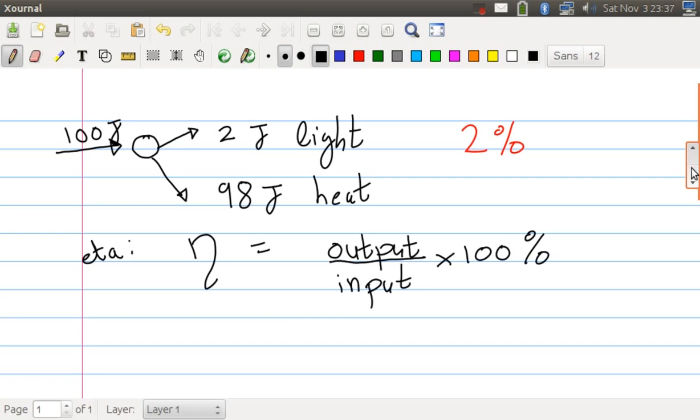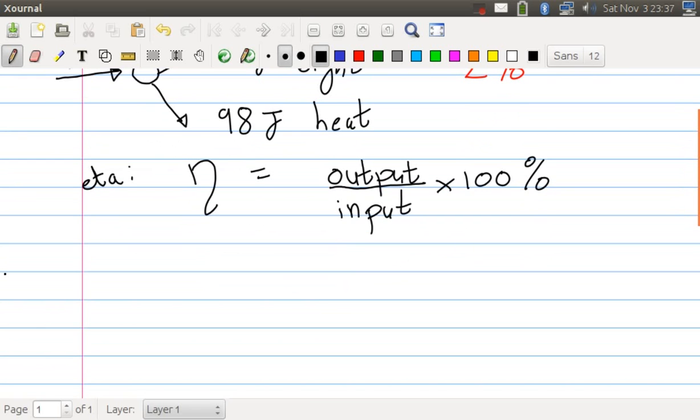So you're told for the car that the efficiency is 32%. So that means you have 32% of the energy that goes in comes out in the form that you want. So 32% equals output over input.